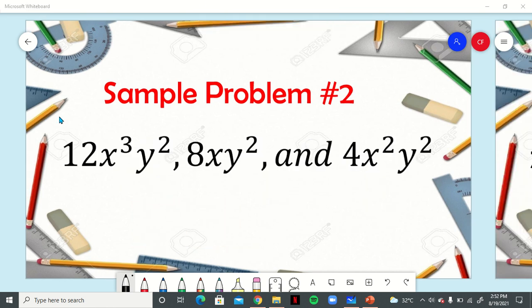Sample problem number 2. This time, I added variables and, at the same time, exponents: 12x cubed y squared, 8x y squared, and 4x squared y squared. Again, we will get the GCF.